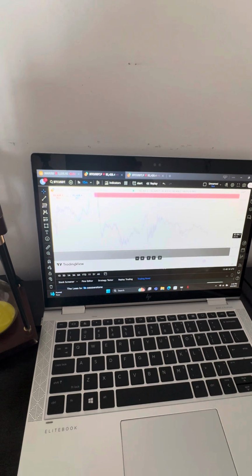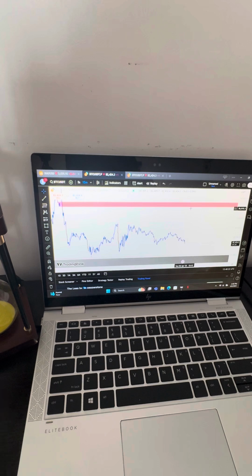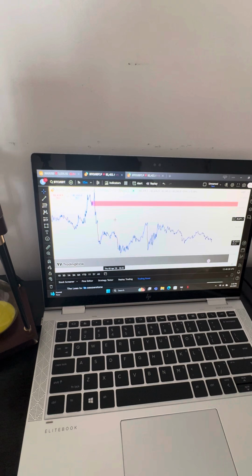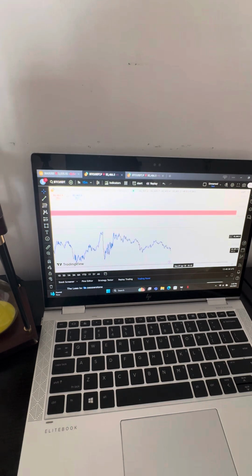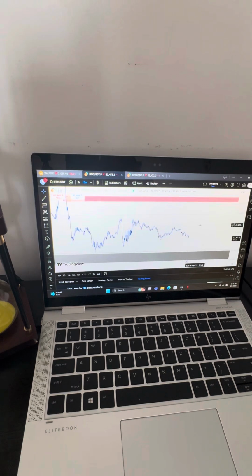So I'll be waiting for price to come clear this liquidity here. Boom. Then I'll be taking a buy up. This will be my TP1. Here will be my TP1 and TP2. So guys, let's wait to see how far.